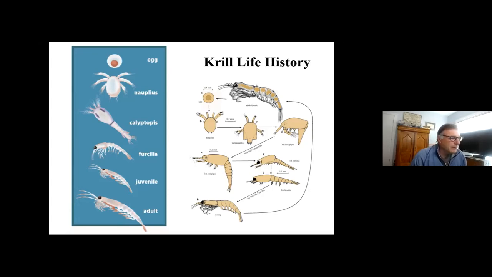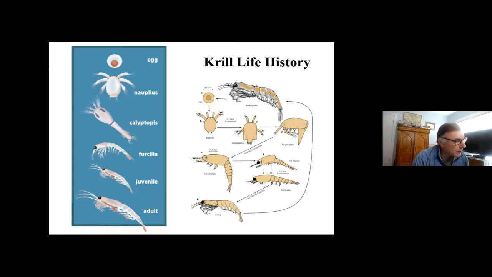And then that nauplius will start to molt and add body segments and develop them. So the nauplius then transitions into a form known as a calyptopis, which now has rudimentary compound eyes, has formed a cephalothorax, and is starting to form abdominal segments. But the calyptopis only has thoracic appendages. It doesn't develop any abdominal appendages.